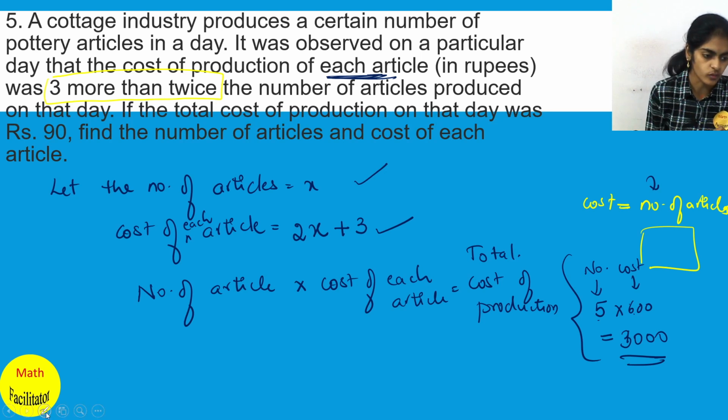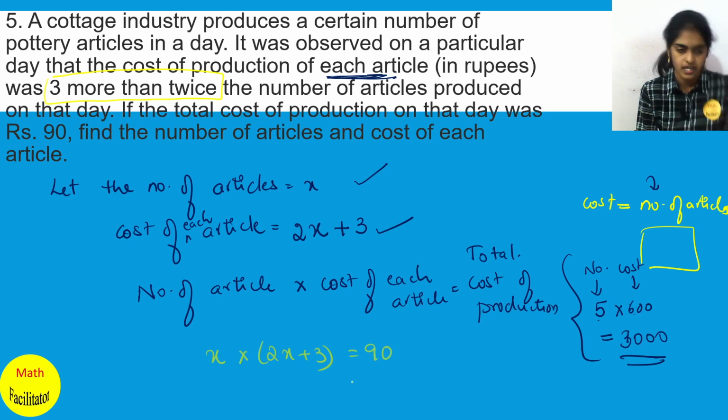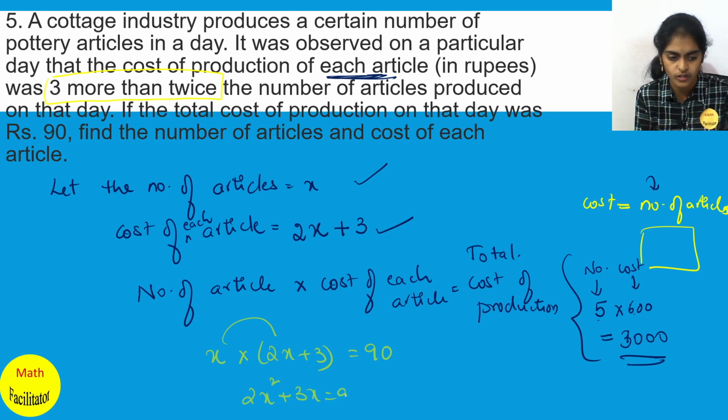Clear? So now all we need to do is: number of articles is x multiplied by total cost of each article, which is 2x plus 3, that is equal to the total cost of production, rupees 90. Now please solve this. So x into 2x is 2x square plus x into 3 is 3x, is equal to 90. So let us write here.